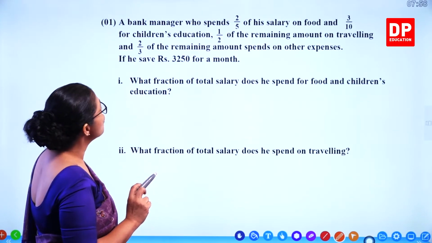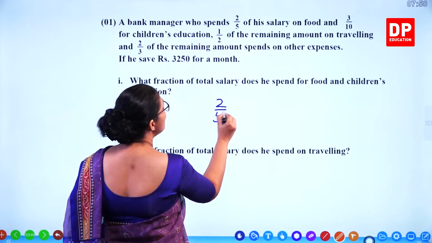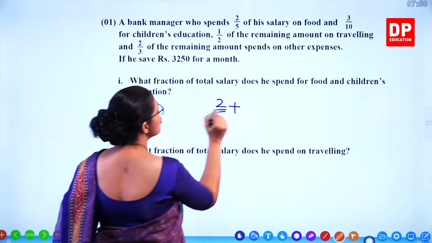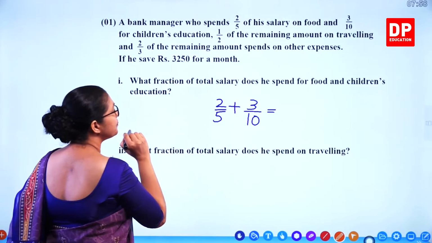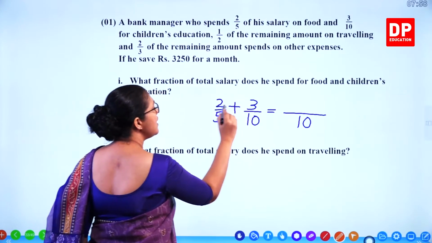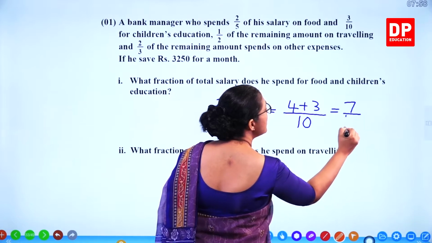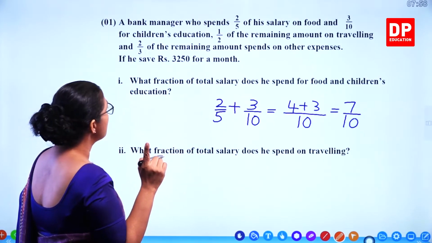It says 2/5 of his salary on food. So 2/5 for food and 3/10 for children's education. They are asking what's the total? Lowest common multiple is 10. Convert to 10. This is 4 plus 3, 7. 7 over 10. Then that's the first part.